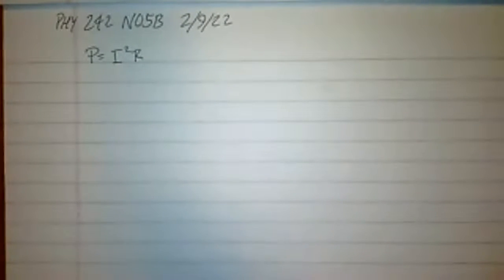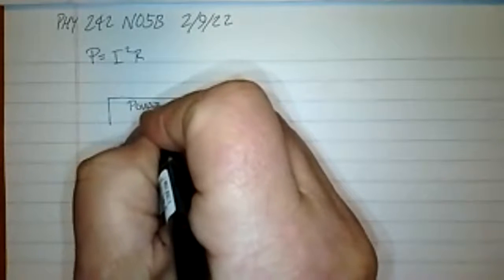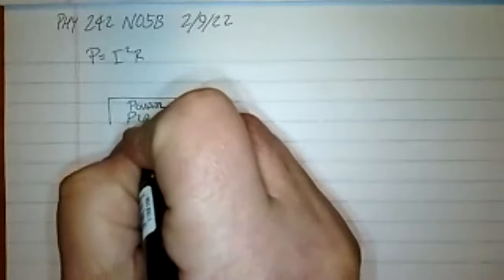All right. And this was really focused a second ago. Now it's not. Okay. So P equals I squared R. So what you have is like a power plant. So this is your power plant. This could be a coal-fired power plant. It could be an oil-fired power plant. Doesn't really matter. It's all just a power plant.